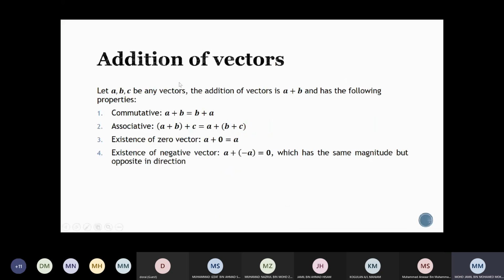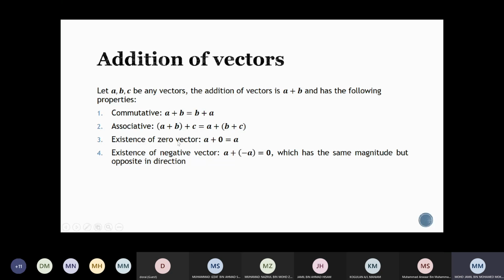Okay, so some rules about addition of vectors. Let's say A, B, and C are vectors. Commutative tadi: A plus B is also equals B plus A. Associative means you tak kisah nak tambah mana dulu, A plus B or B plus C. If you have A plus B plus C, you don't really care about the order ataupun urutan dia.